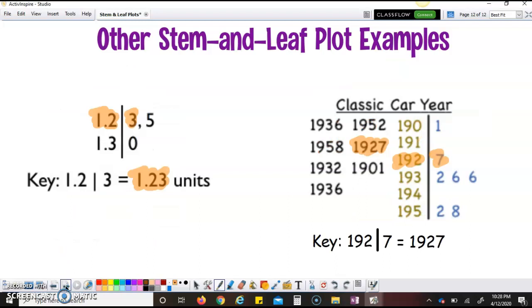Two more examples and then we'll be all done. Okay, look at this guy. This time our key says 1.2 line 3 actually means 1.23. So over on this stem and leaf plot, to the left of the line, we actually have the ones place, the decimal, and the tenths place. And then to the right of your line is actually the hundredths place, okay? So this 3 is your hundredths place here, okay?